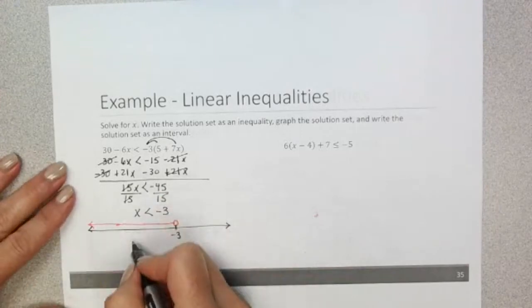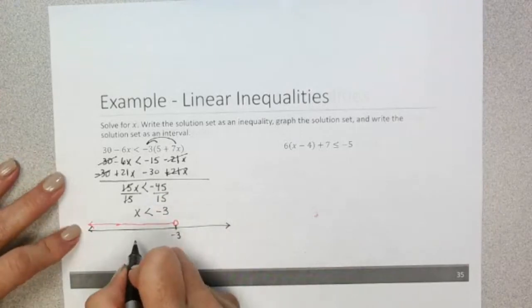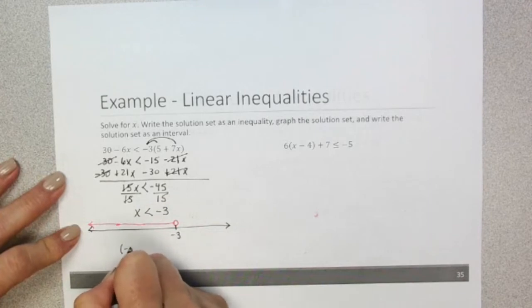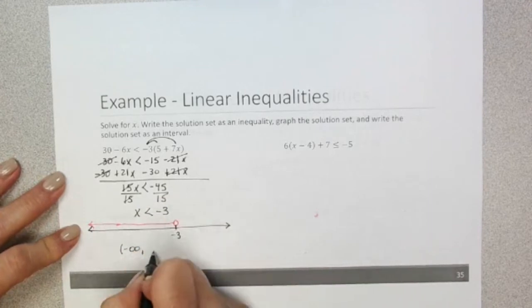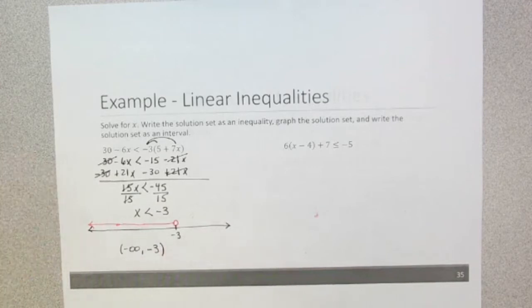The interval notation, of course, the lower boundary here is negative infinity because there isn't one. The upper boundary is negative 3, but it is an open interval, so I'll use the parenthesis next to it.